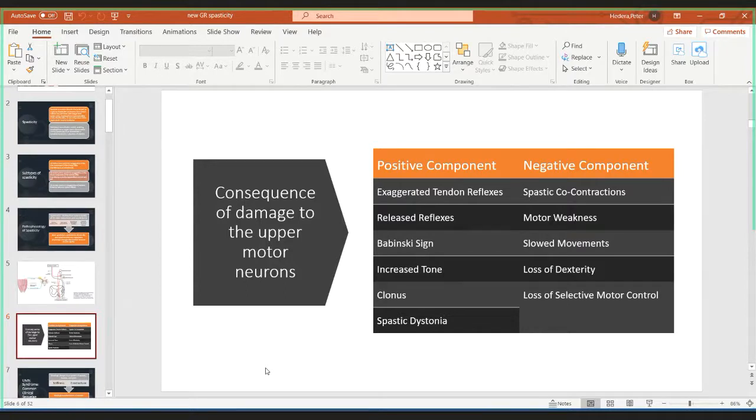The positive components, including increased reflexes, increased muscle tone, and even spastic dystonia, are what I would call a double-edged sword. Spasticity is not only detrimental, but can also provide some additional support, especially for weakness. If the patient is mildly spastic, it can actually provide some support for the motor weakness. So we want to be very careful when we think about reducing spasticity, as it also has some relatively positive aspects, and the functional balance needs to be strongly considered.